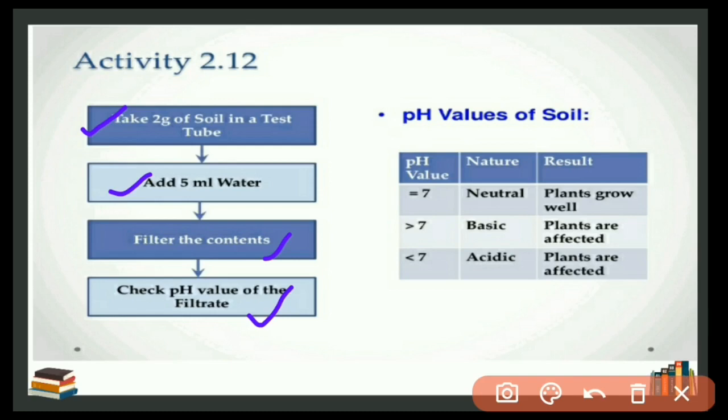If the pH value is equal to 7, it means the nature of the soil is neutral and plants grow well in neutral soils. If we get a pH value greater than 7, it means the soil is basic and plant growth is affected in this soil. When the pH value is less than 7, the soil is acidic, and in this soil plants do not grow well and their growth is affected. So the pH value of soil must be neutral so that plants grow properly.